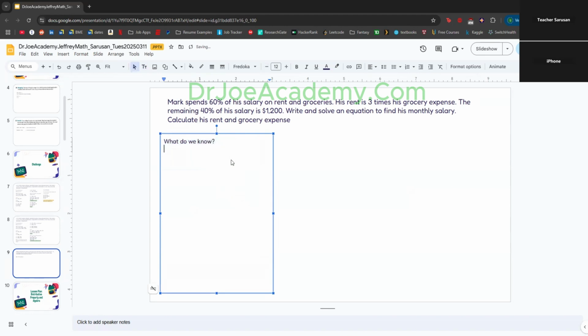Okay, so he spent 60% of his salary on rent and groceries. His rent is 3 times his groceries, and the remaining 40% of salary is 1,200. All right, so rent equals 3 times his groceries. So let's just say R equals 3G. And the remaining 40% of his salary is 1,200. All right, so 40% of salary equals this.